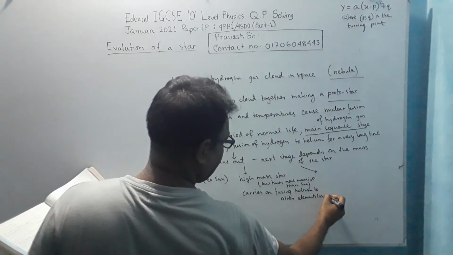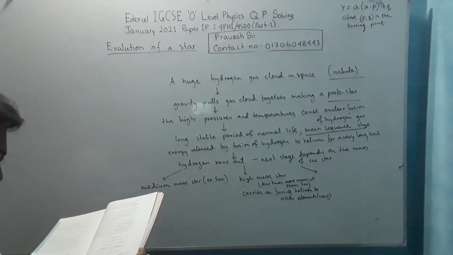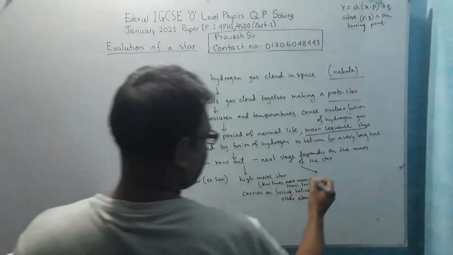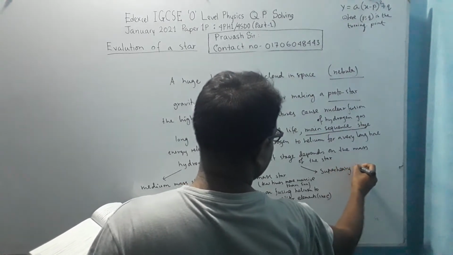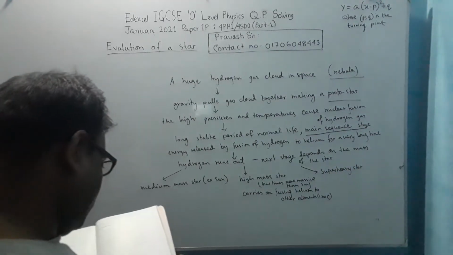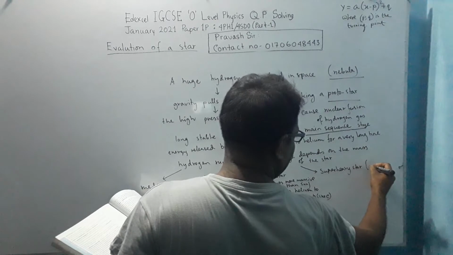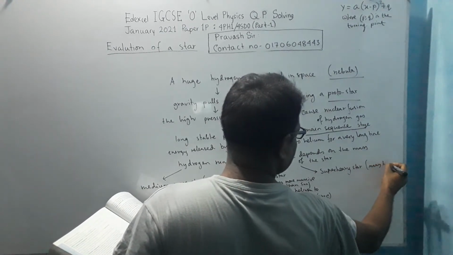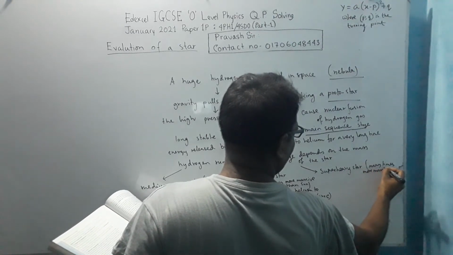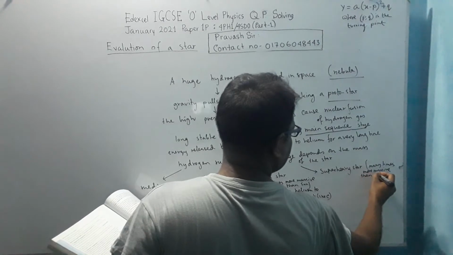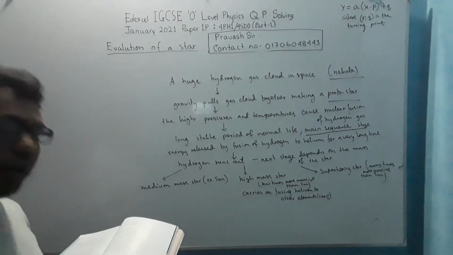Like carbon, and that is a super heavy star. Super heavy star. Many times more massive than our Sun. Many times, not a few times, many times more massive than the Sun. This is a super heavy star. That is a super heavy star.